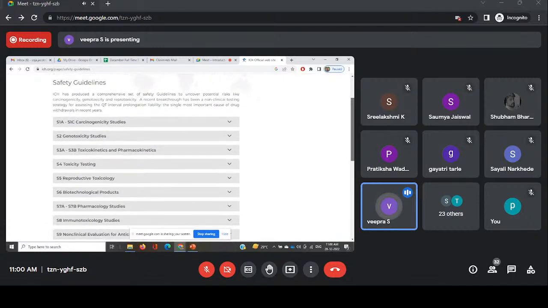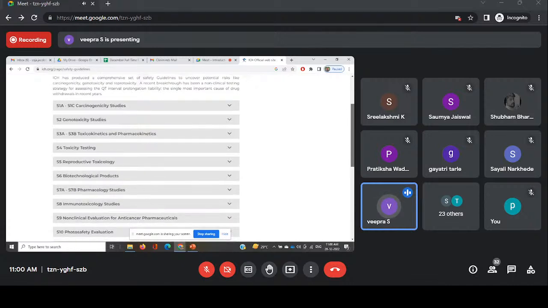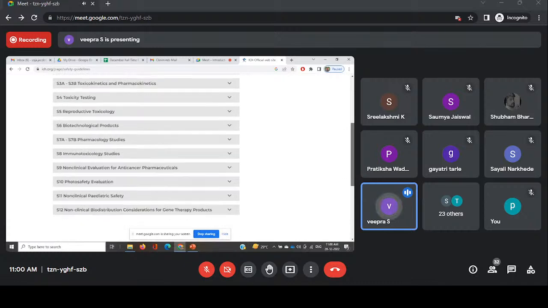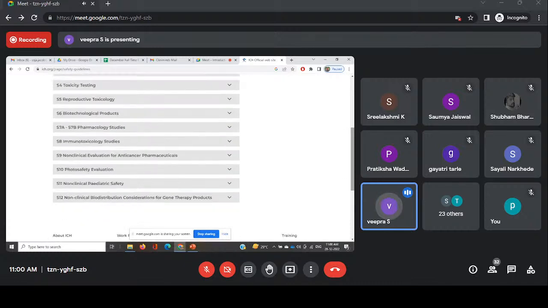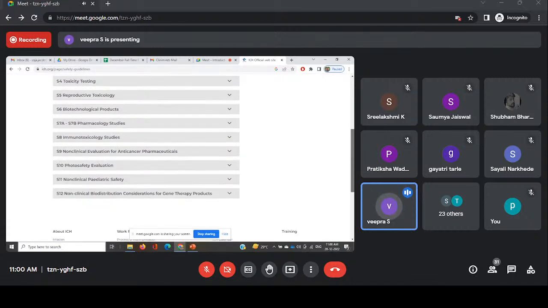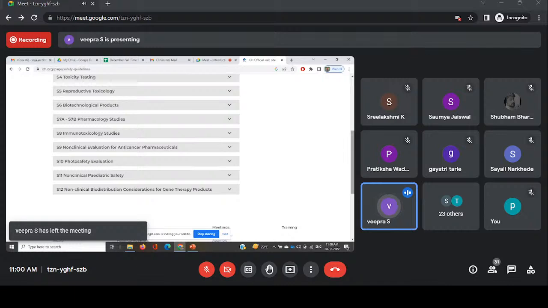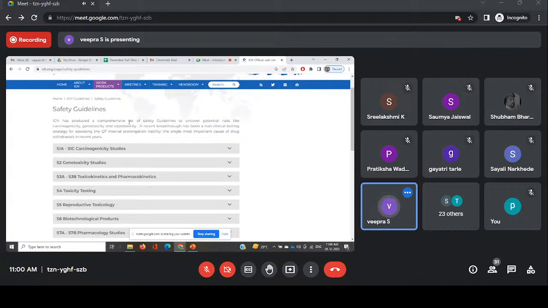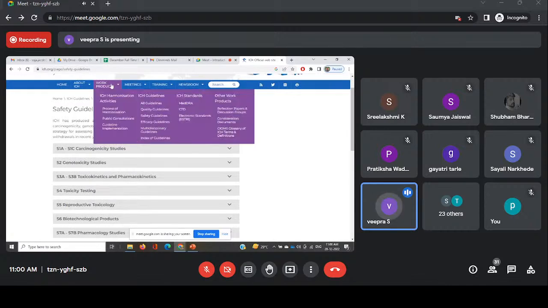Here it covers carcinogenicity studies, genotoxicity studies, toxicokinetics, pharmacokinetics, toxicity testing, reproductive toxicology studies, biotechnological products, immunotoxicology studies, non-clinical evaluation of anti-cancer pharmaceuticals, photo safety evaluation, non-clinical pediatric safety, and non-clinical biodistribution considerations for gene therapy products. So different preclinical studies are given.